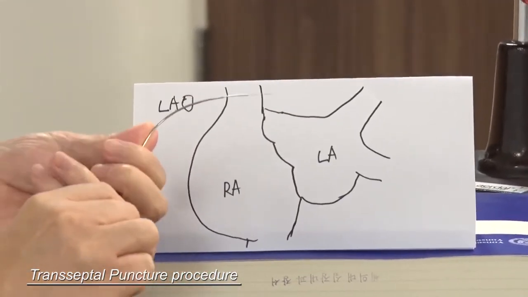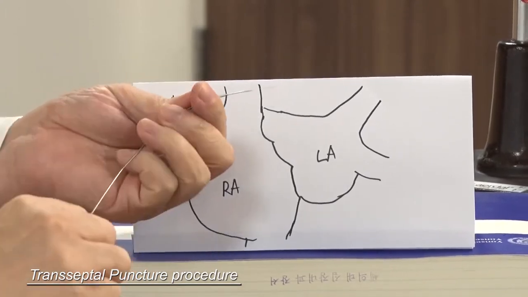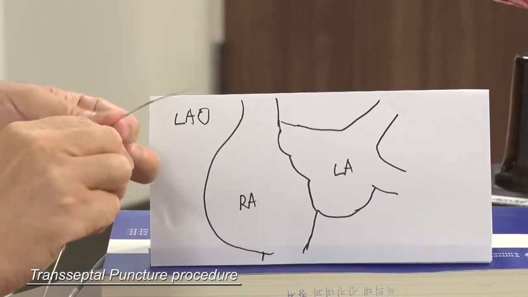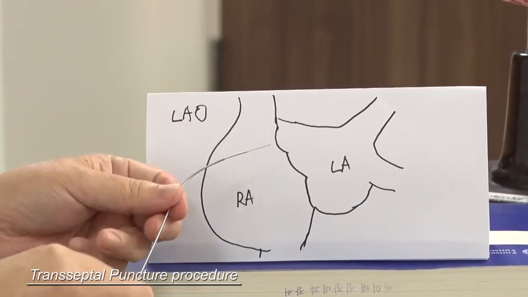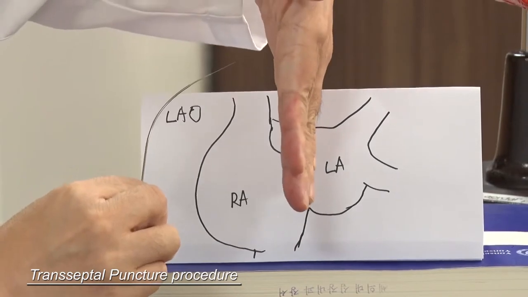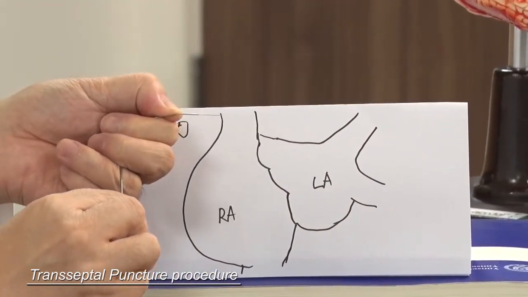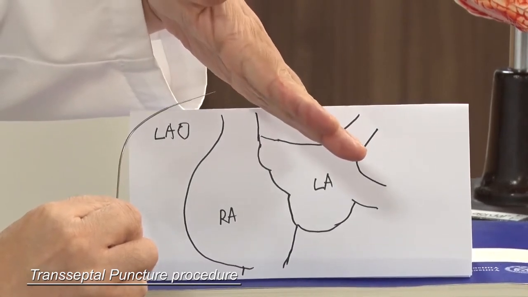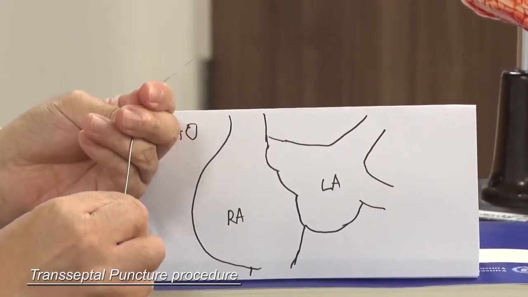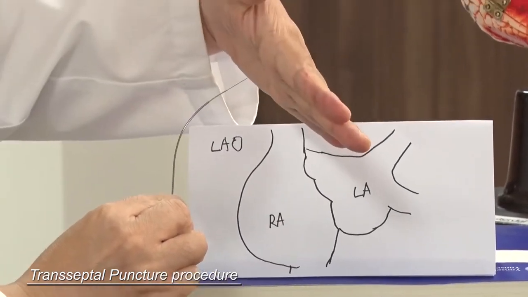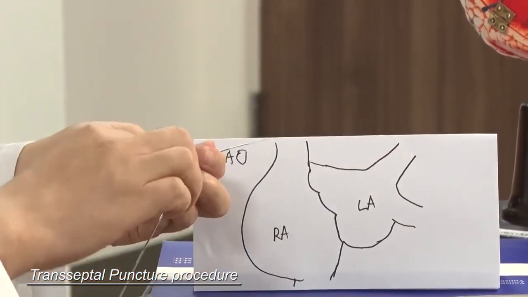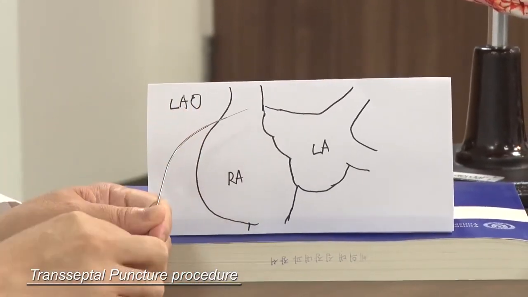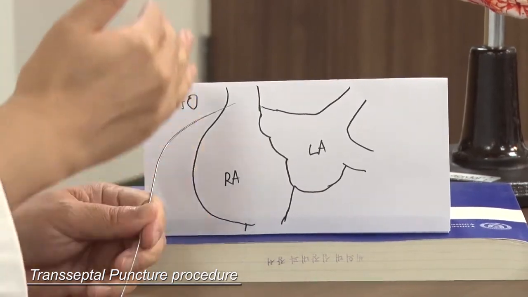If the right atrium is very huge, you can make a big curve like this. If it is a very small right atrium, you can make a small curve like this. And if the septum is straight up, you should make a right angle. If the septum is very slanted, like in old people, you can straighten the needle. Okay, so make sure the curvature of the Brockenbrough needle depends on the right atrial size and the septal angle.